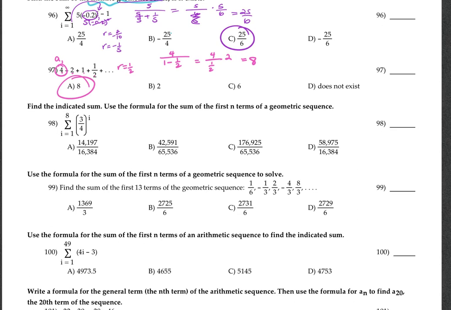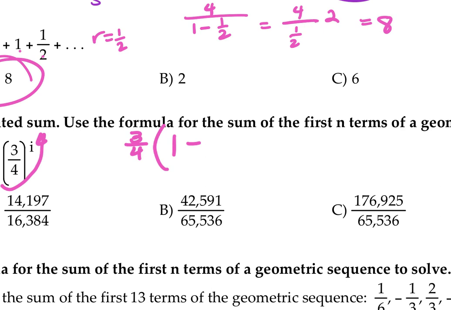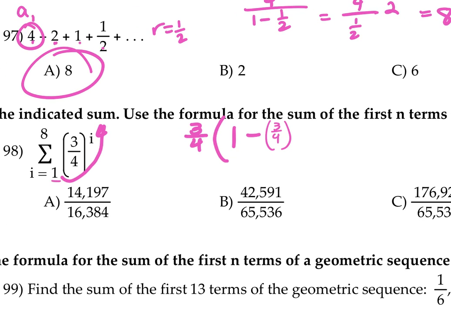98 says find the indicated sum. Use the formula for the sum of the first n terms of a geometric sequence. So A1, I'd be plugging this in and I'd get 3/4 times 1 minus R is 3/4 to the n. The bottom number is 1, so the n is the top number, over 1 minus 3/4. 3 to the 8th.